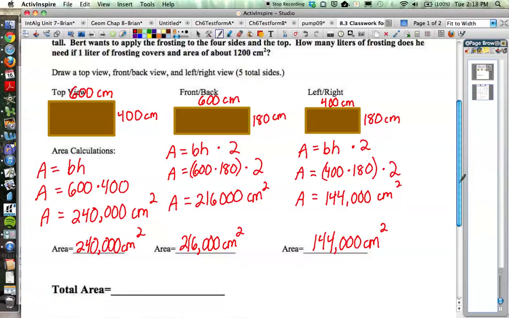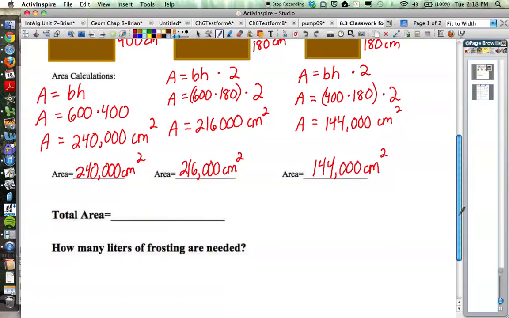Okay, so now we have the components to our area, and now let's just total those up. So we're going to take 240,000 plus 216,000 plus 144,000. If you're punching those in the calculator along with me, you'll find that comes out to a nice even 600,000 square centimeters of frosting. So that's how much frosting that we're going to need in terms of its area.